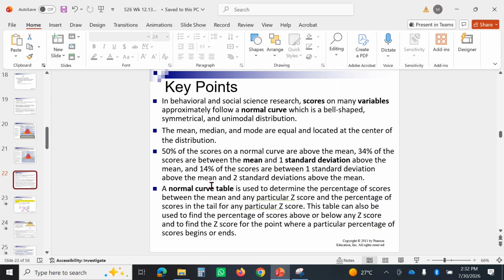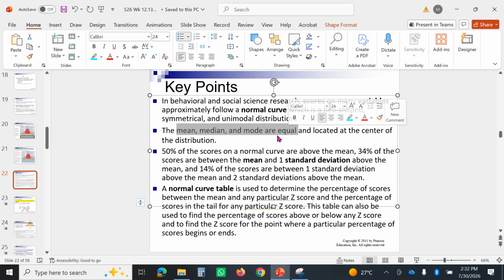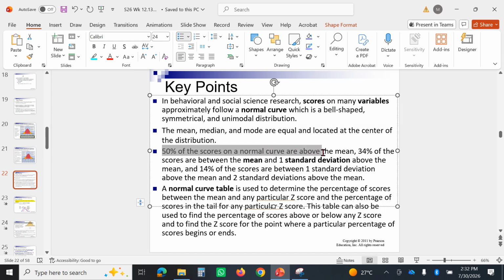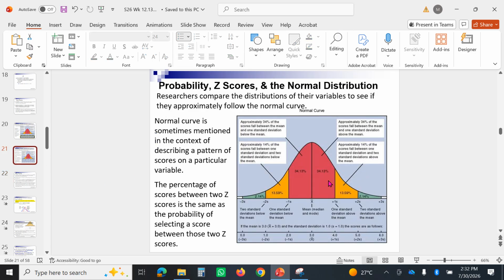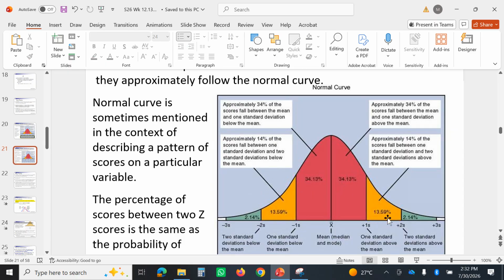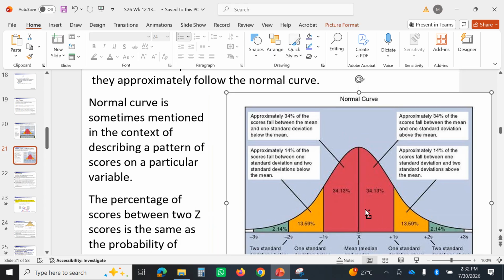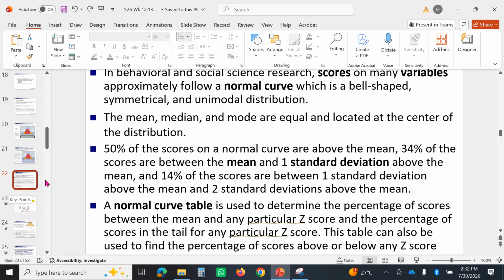So, in behavioral and social sciences, scores on many variables approximately follow a normal curve, which is bell-shaped, symmetrical, unimodal. Mean, median, mode are all equal, located at the center of the distribution. 50% of the scores on the normal curve are above the mean, 50% are below, right? So if you add these numbers up, 34, 13.5, 50%. Half of the values are less than the mean, half of the values are greater than the mean, okay?